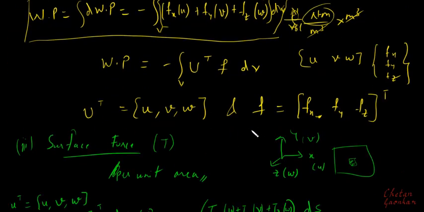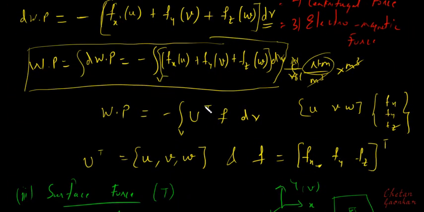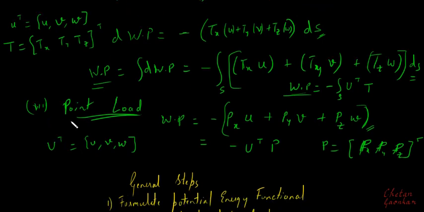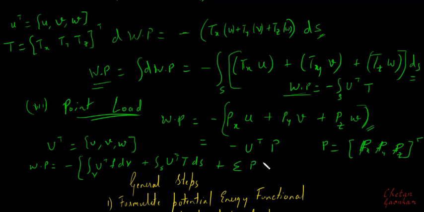So for different engineering problems, we will use the combination of these work potentials. And finally, we can write work potential as minus of integral of V u transpose F dV plus integral of u transpose T dS plus the summation of all these point forces multiplied by their corresponding displacement, wherein i can go from 1 to the number of loads which are applied.